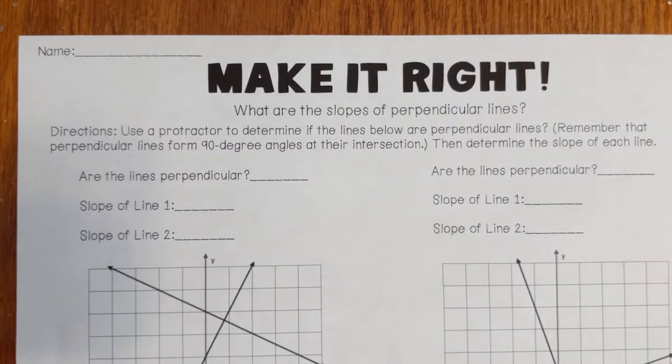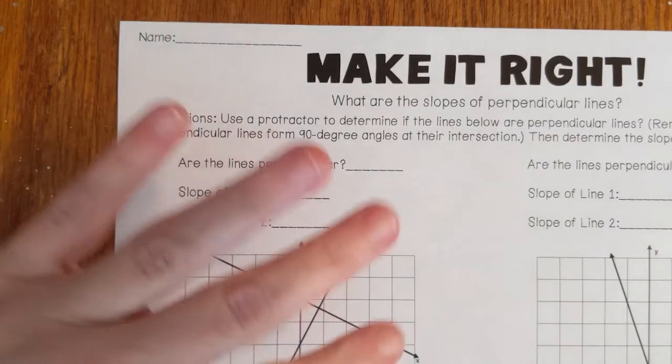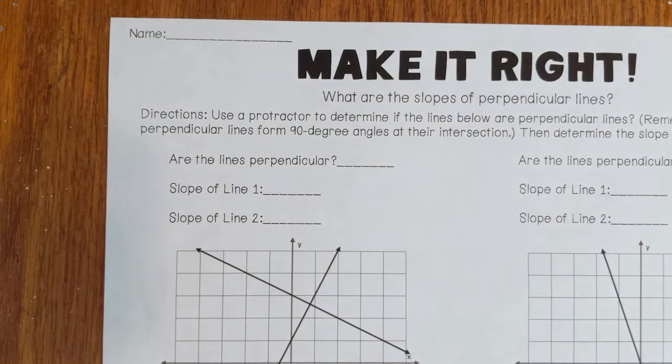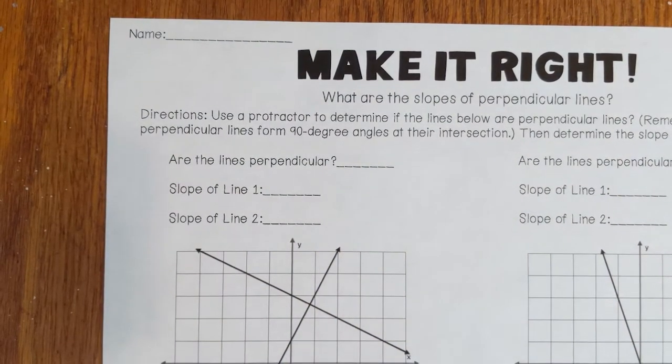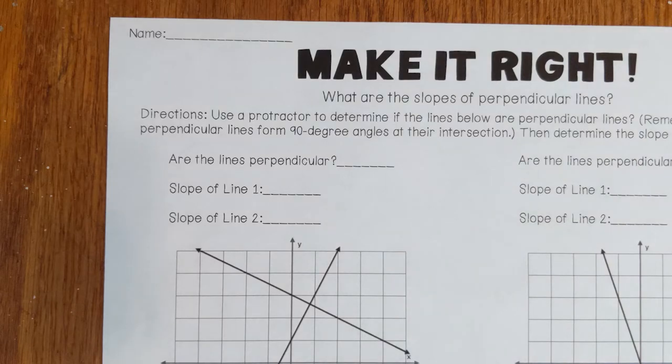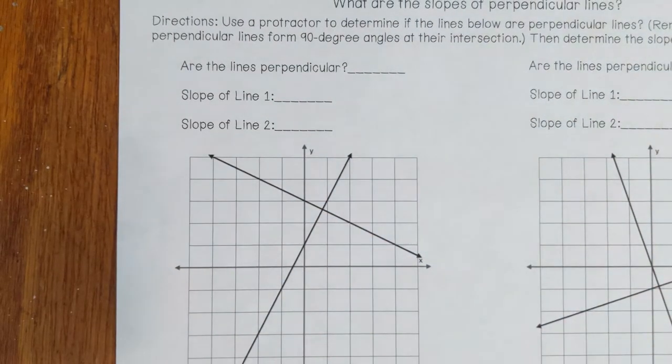Okay, so here I am with the actual piece of paper. I know there's kind of a shadow over here. I apologize for that. So what we want to do is, it says use a protractor. If you don't remember, that's the thing that looks like a half moon with the ruler on one side that you can measure angles with. First of all, we want to determine if these two lines here are perpendicular.